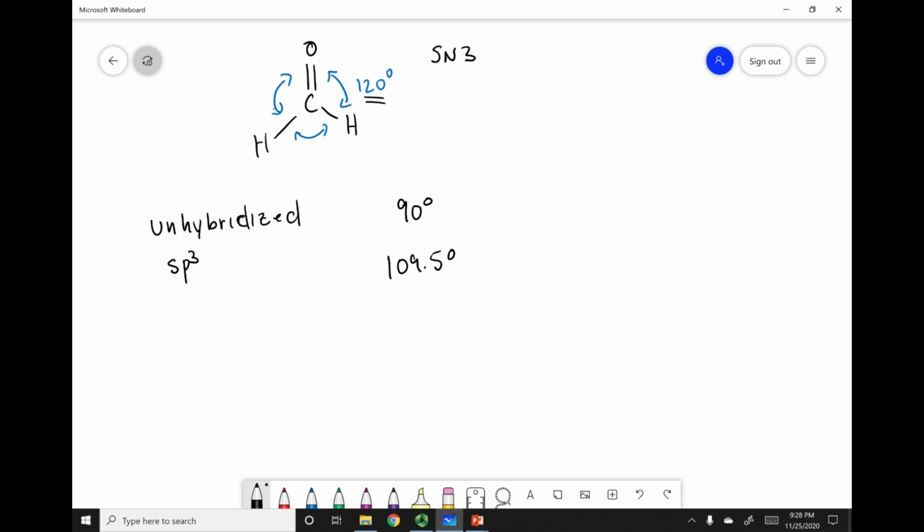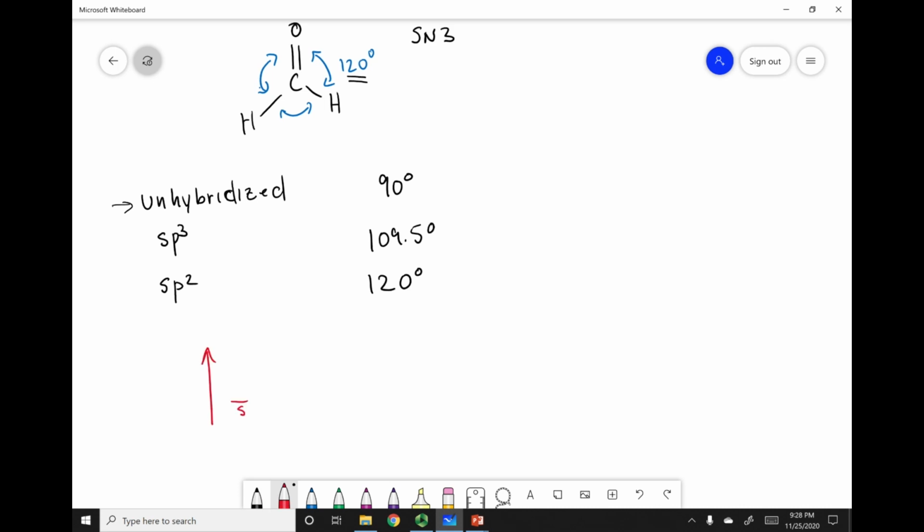Again, I'm going to take my unhybridized orbitals and mix them together in a certain way to get to that 120. The way we do this is we create new orbitals called sp2 orbitals, and these get me the 120 degree angles that I desire. So here's what I'm going to do. I have an s orbital, a p orbital, another p orbital, and another p orbital.